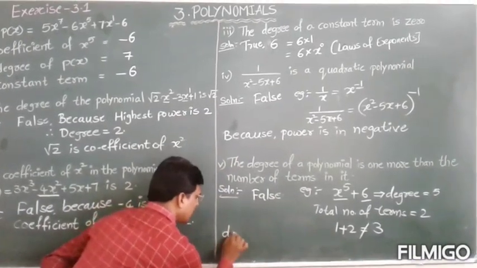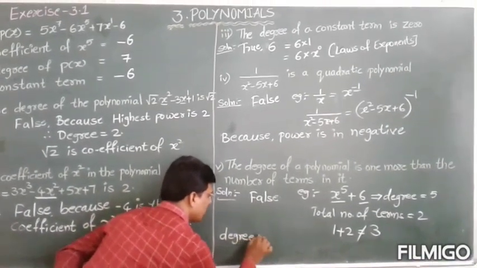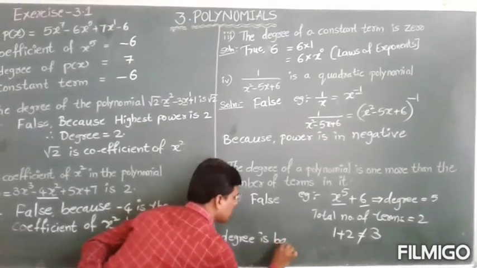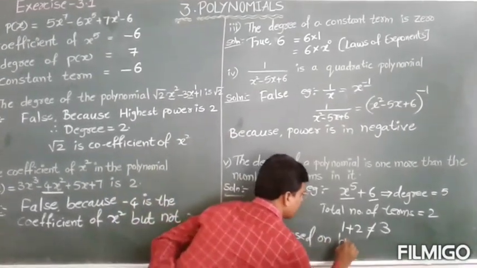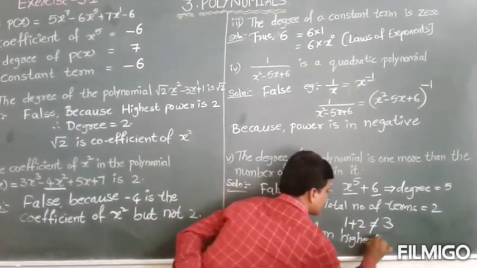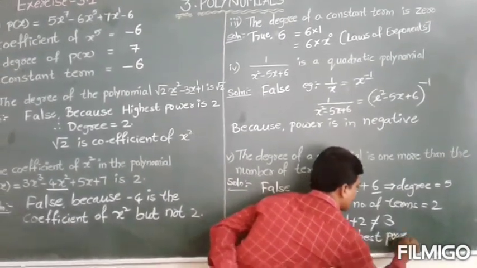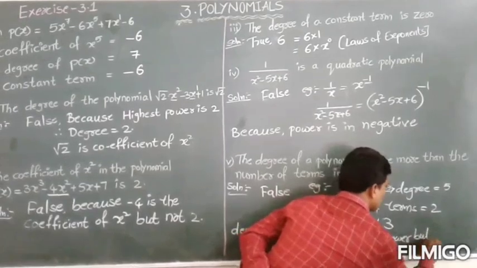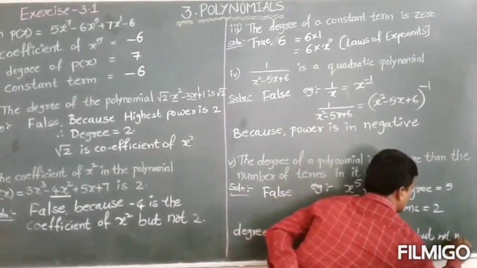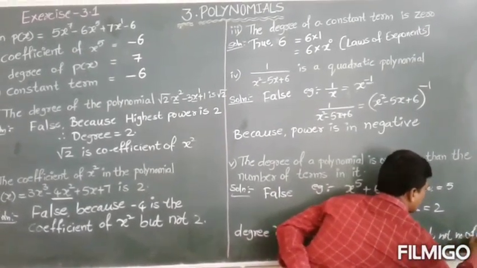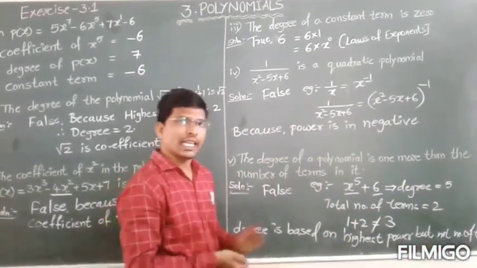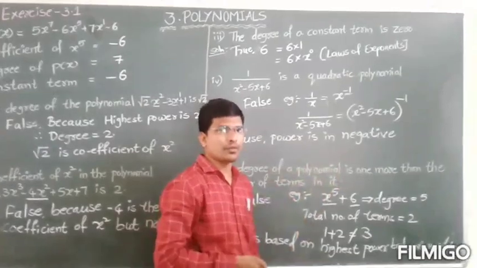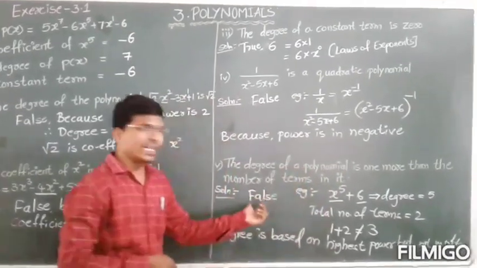Okay, so degree is based on the highest power, but not the number of terms. Okay, degree is based on the highest power but not the number of terms. So that's why this statement is false.